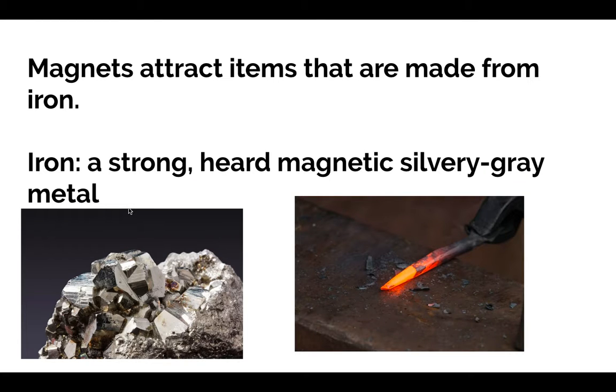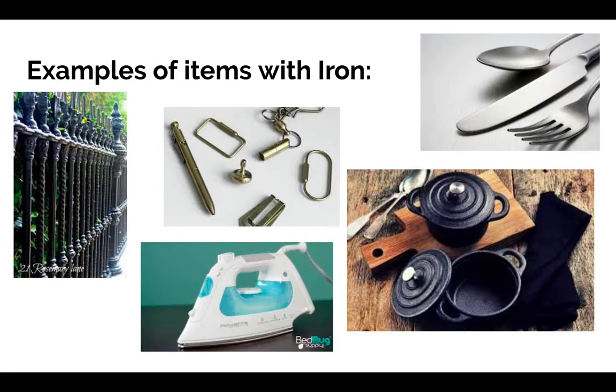Next, magnets attract items that are made from iron. Iron is a strong, hard, magnetic, silvery gray metal. Well, that's a hard word. I'm going to work on that one. So, in order for it to be attracted to magnets, it has to be made from iron. How does that happen? We're going to learn about today. But first, let's talk about what are some things that we know are made from iron. So we have silverware, pots, pans, iron fences, keys, sometimes pens, the bottom of your actual iron that irons your clothes. Those are all some examples of things that we know are made from iron. Paper clips, the binder clip thingies.